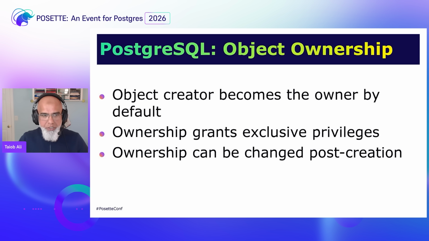So Postgres object ownership, I mentioned before, whoever creates an object in Postgres, that role becomes the super user. Only the object creator can grant exclusive privileges to other roles, and unless you change the ownership, nobody else can do anything. But one good thing is you can change ownership, and I'll talk about it later on when you go and see the demo code.